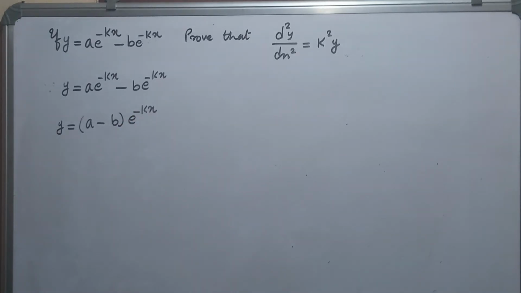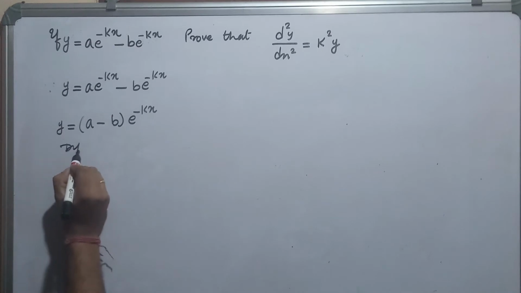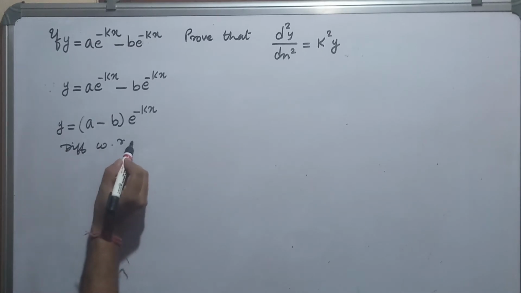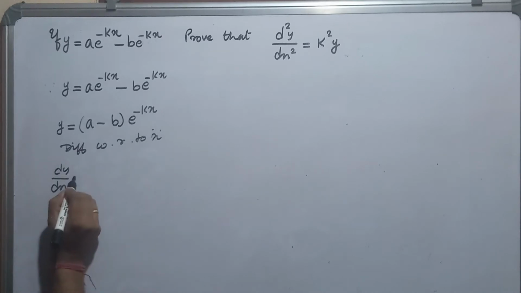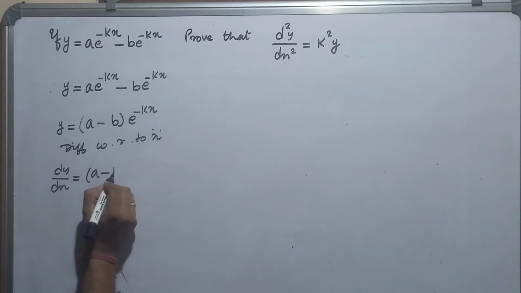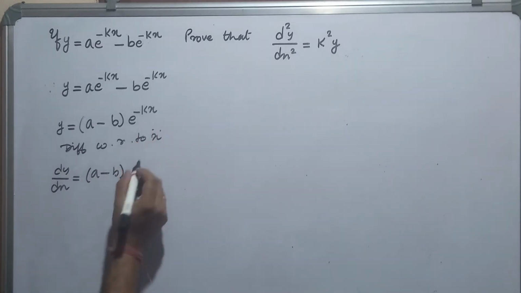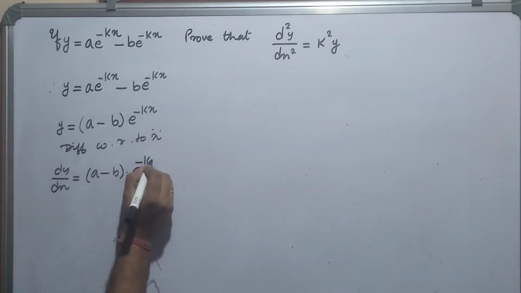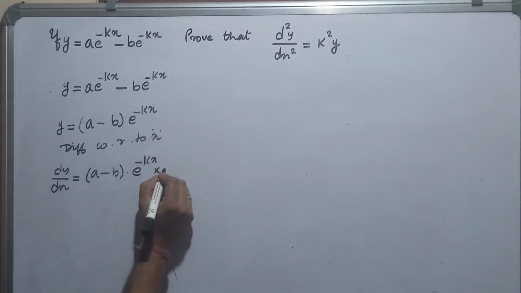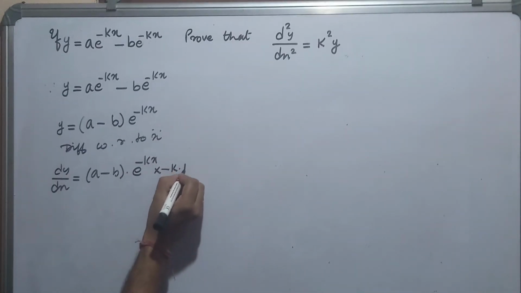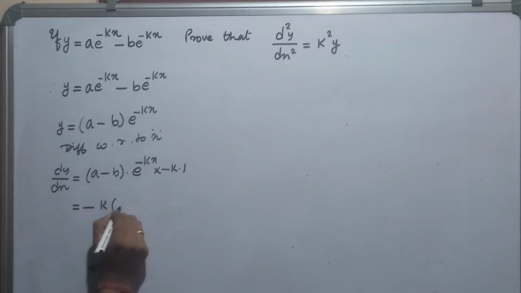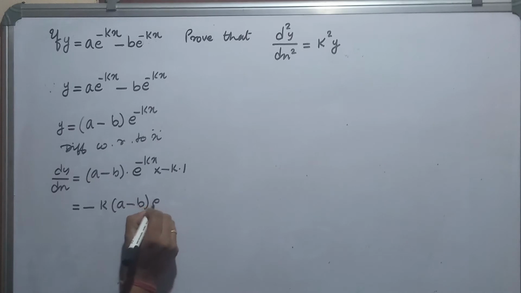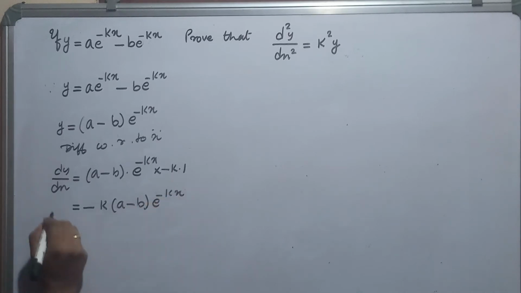Now then I'll calculate the first order derivative, differentiating with respect to x. Now dy by dx is equal to (a minus b) into the derivative of e to the power minus kx, which is e to the power minus kx into minus k, the derivative of x is 1. Now we have the first order derivative equal to minus k (a minus b) e to the power minus kx. This is dy over dx.